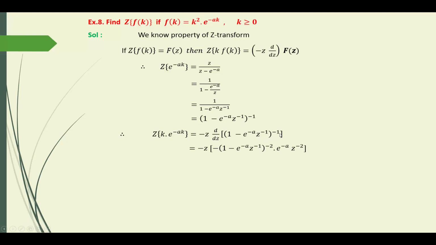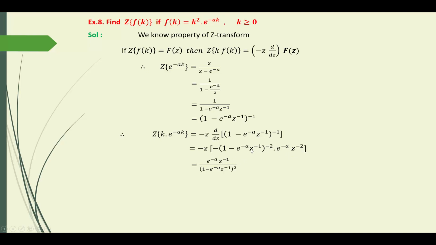Now the derivative of this term is minus 1 into 1 minus e raised to minus a z raised to minus 1, bracket raised to minus 2, into the derivative of 1 minus e raised to minus a into z raised to minus 1. The derivative of z raised to minus 1 is minus 1 into z raised to minus 2, so the minus and minus become plus. First term, write down e raised to minus a. Now this z and z raised to minus 2 give z raised to minus 1.